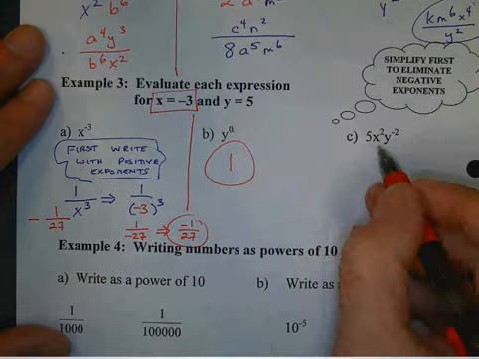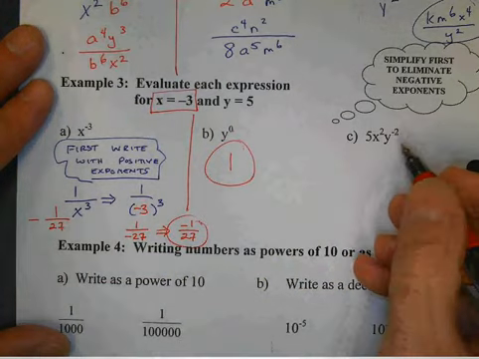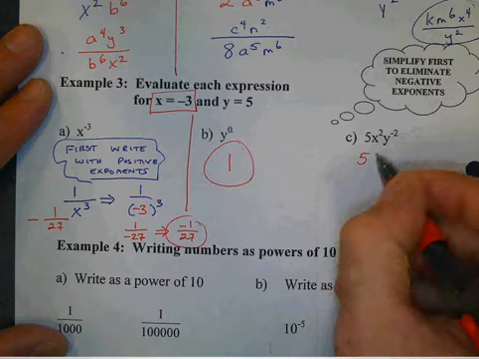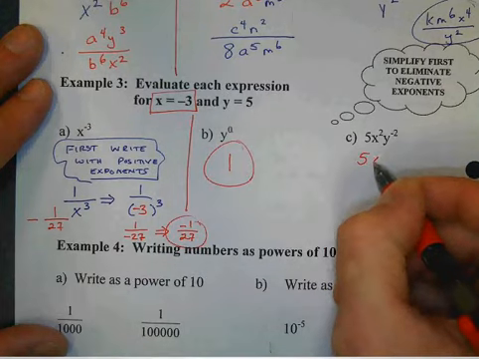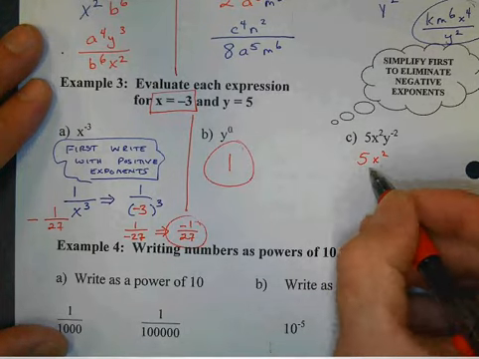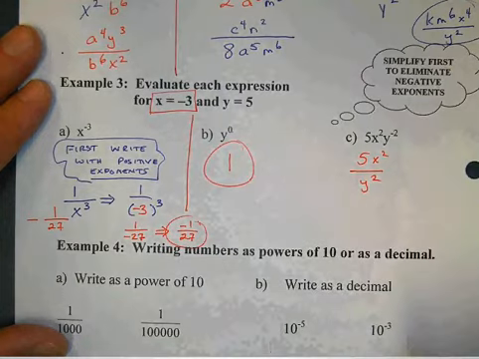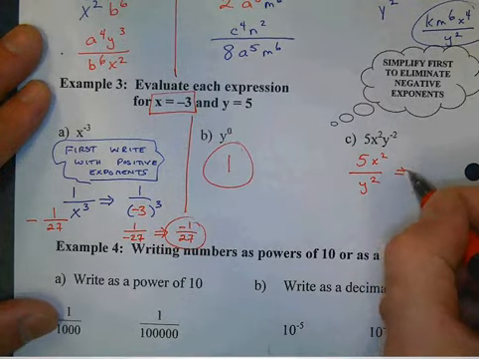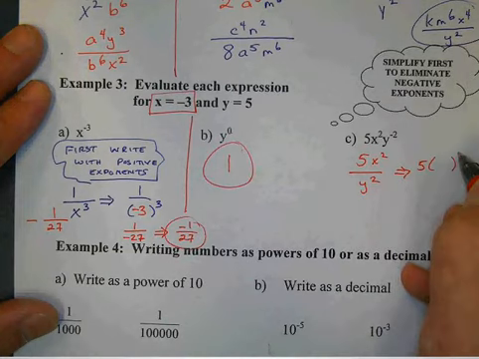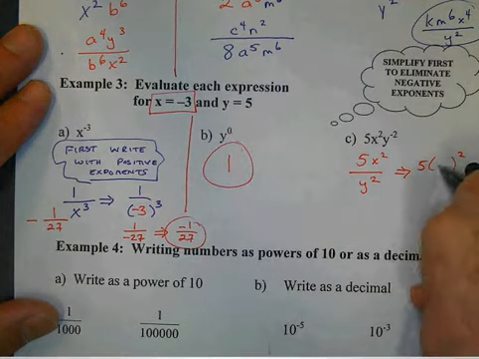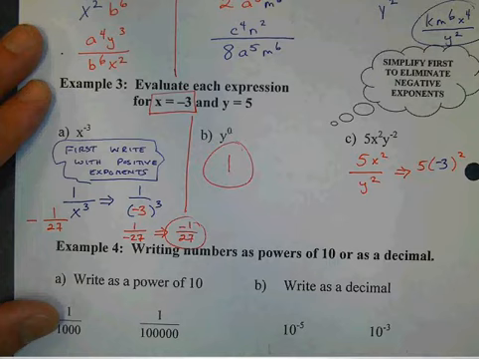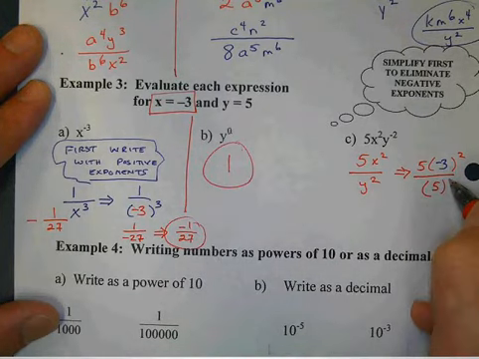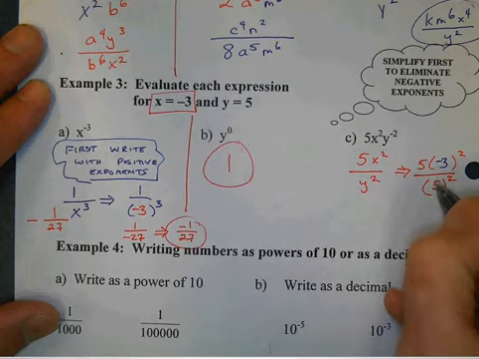5x squared y to the negative 2. Where does the 5 go? On top. What about the x? What about the y? On the bottom. Okay, now that it's simplified, now we plug in. What is the x supposed to be replaced by? Negative 3. And what is the y supposed to be replaced by? A 5.